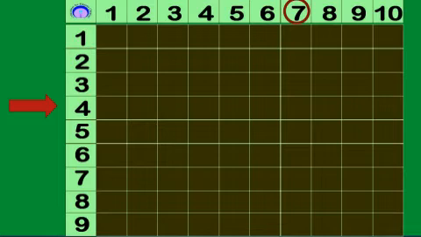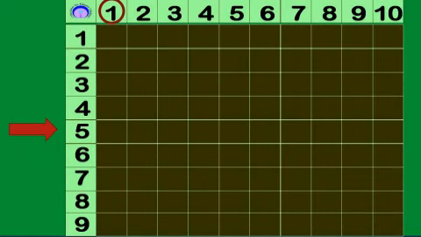What is 4 times 7? The answer is 28. What is 4 times 8? The answer is 32. What is 4 times 9? The answer is 36. What is 4 times 10? The answer is 40. Let us go to the fifth row.